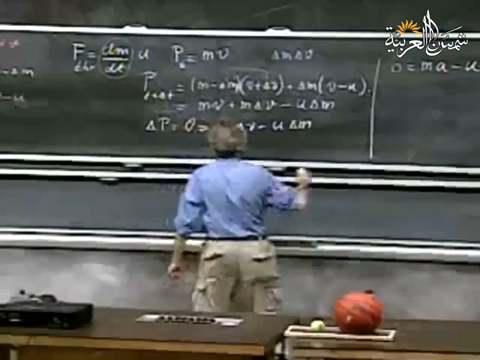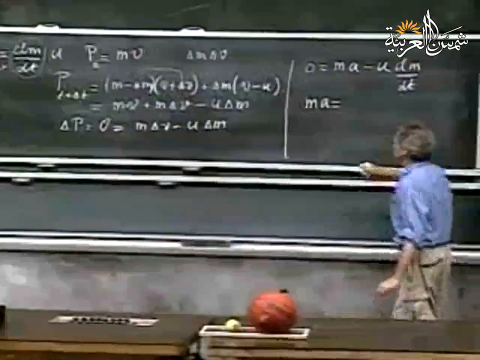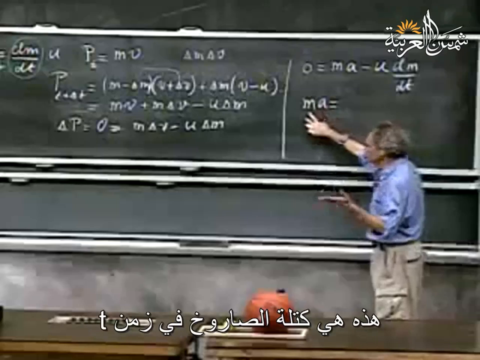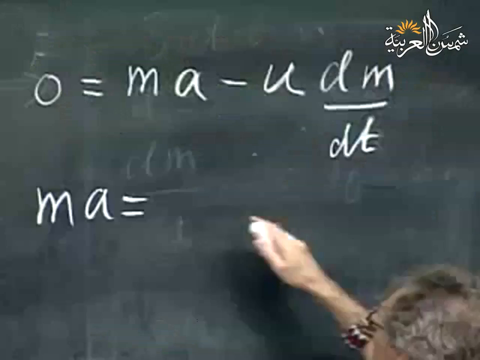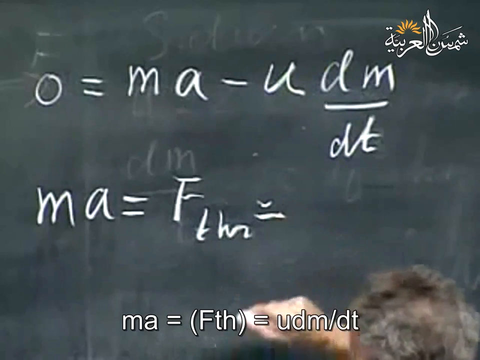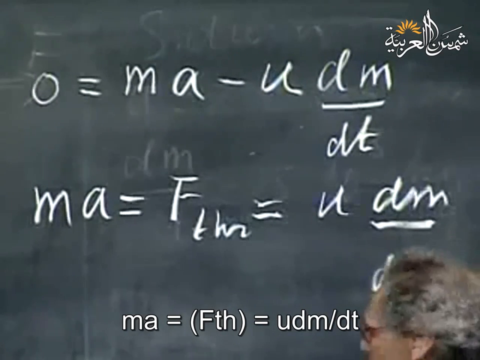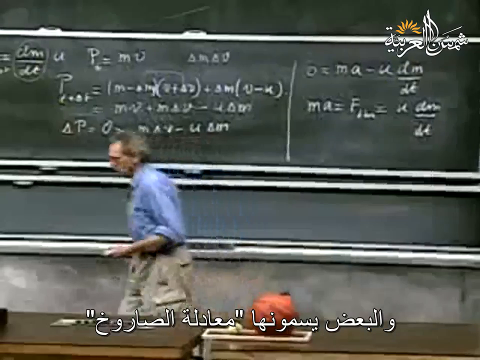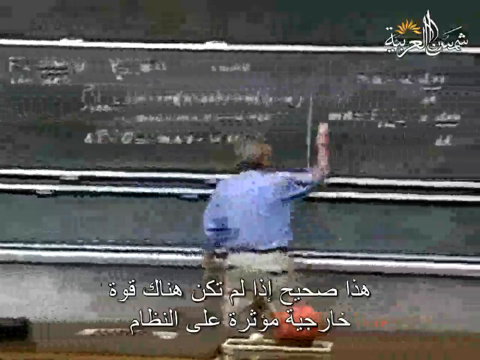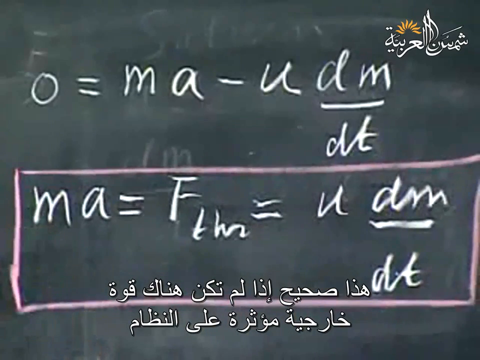on the rocket. So what you see here is something that is very easy to digest, that ma, which is the acceleration of the rocket times the mass of the rocket at time t, equals the thrust of the rocket, and that equals u dm dt. And some people call this the rocket equation. Now this is true if there is no external force on the system.